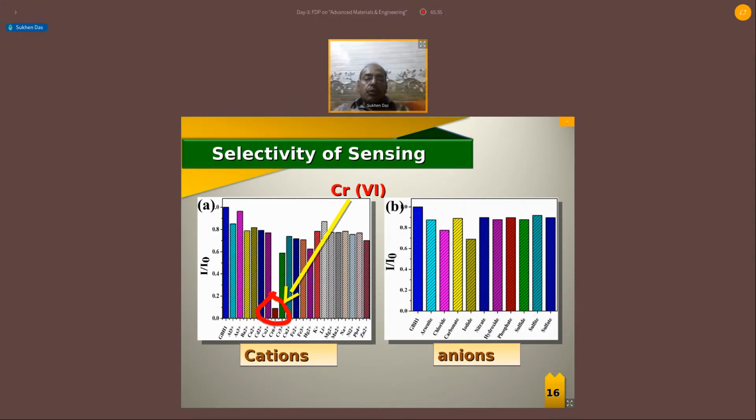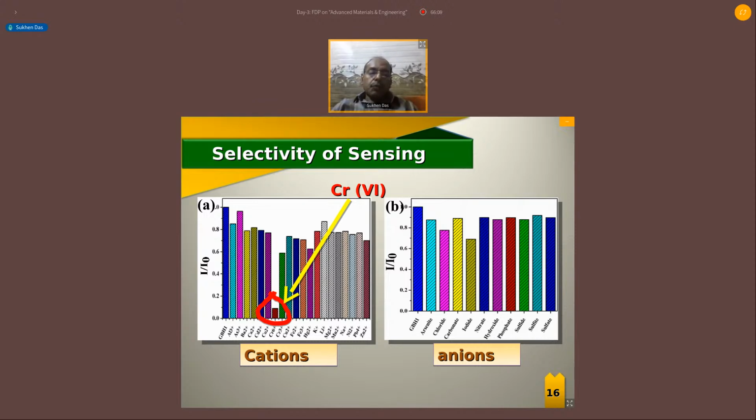Now, one thing struck me also: I am talking about the presence of chromium. Yes, in presence of chromium, the fluorescence property is reducing. Ultimately, it completely disappears. It may happen for other materials also. It may happen for copper. It may happen for any other heavy metal. It may happen for any transition metal. That is why we have taken a series of cations and anions.